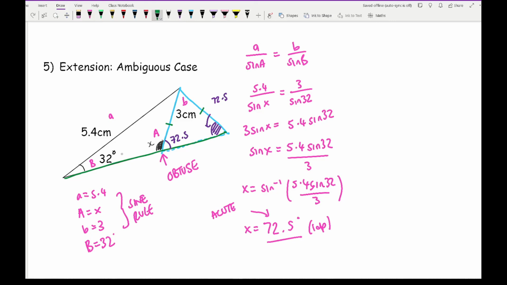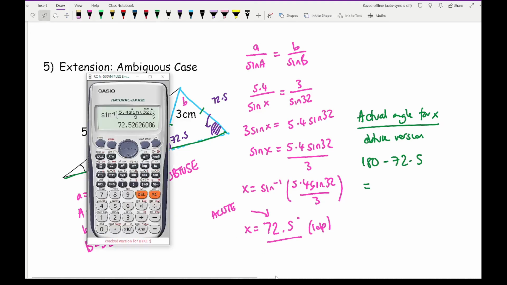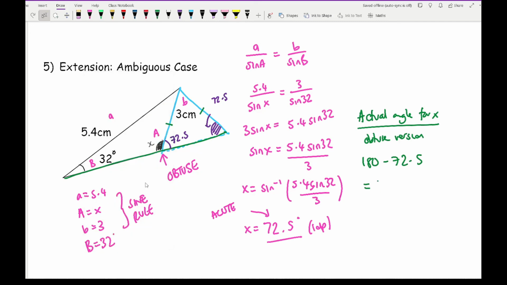But it's angle X that I actually need. So here the actual angle for X, or the obtuse version, is going to be 180 minus 72.5. If I quickly type that into my calculator, 180 minus 72.5, it gives me an answer of 107.5, which seems like a more realistic answer for this X, which is an obtuse angle. And that is what we call an ambiguous case.